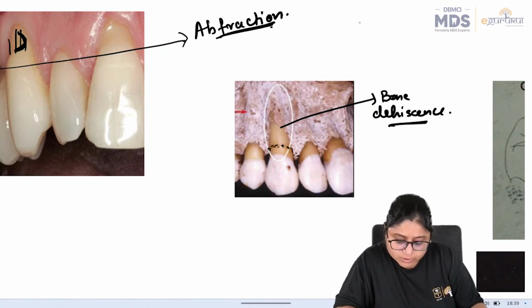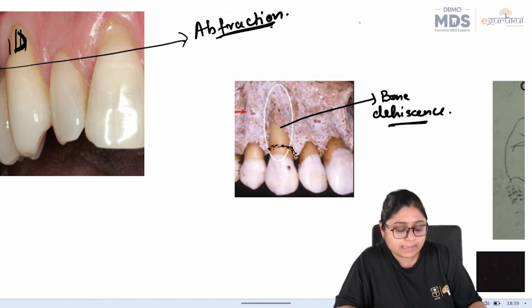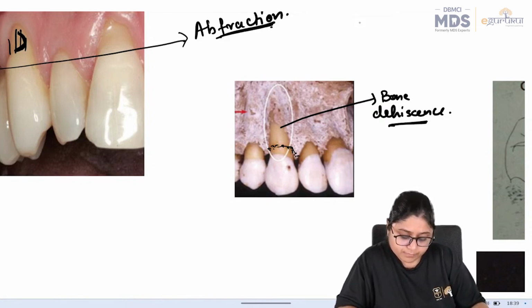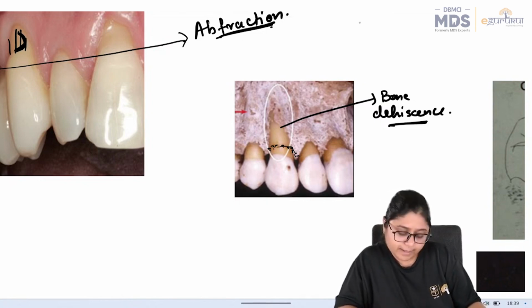Either the gingiva will be at a normal level and you will not be able to make out that there is bone dehiscence here, or you can see a color change. Here the gingiva may appear translucent and thin. Or the third thing is there might be recession. Because of the attachment loss and bone loss, the gingiva might shift apically, and here there will be recession.